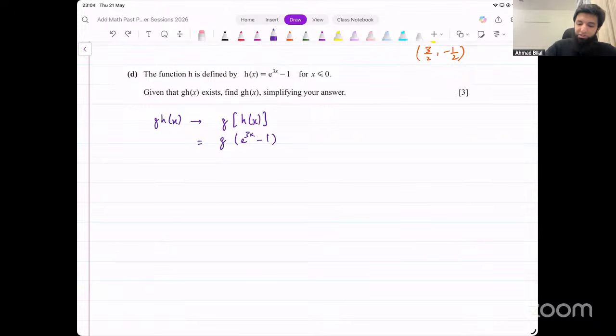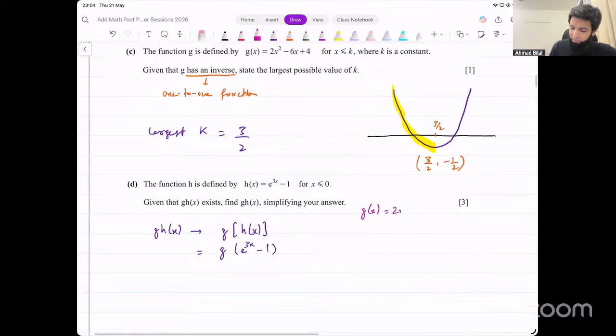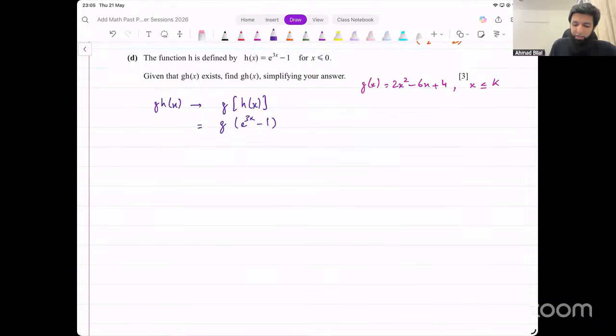Now, what was function g? Let me write that down here as well. The function g of x that we had, that was 2x squared minus 6x plus 4. And the domain of that function g was less than or equal to k. So inside g now, we need to input h. So in place of x, in that function, we input this thing.